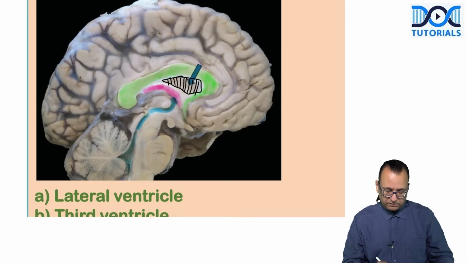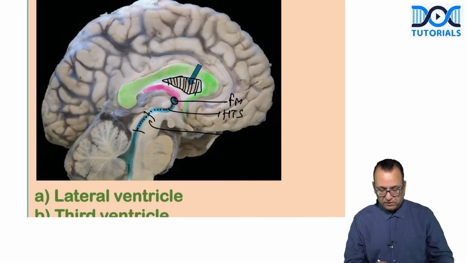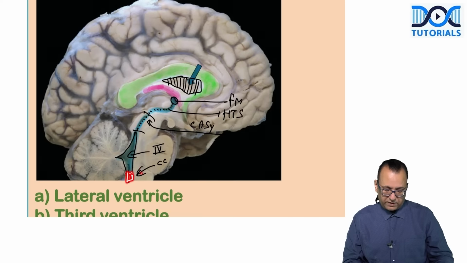I'm using this color code blue to show it. Let us use the black color also. This is the foramen of Monro, and from there it is the hypothalamic sulcus in the third ventricle lateral wall. Then it is the cerebral aqueduct of Sylvius in the midbrain. Then it is the fourth ventricle here. And then you have the central canal. The central canal will begin in the lower half of the medulla oblongata and continue in the upper part of the spinal cord and throughout the spinal cord.